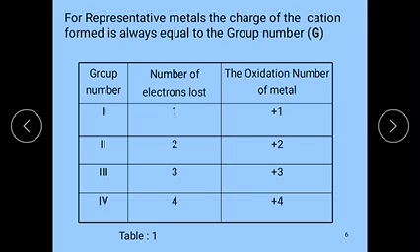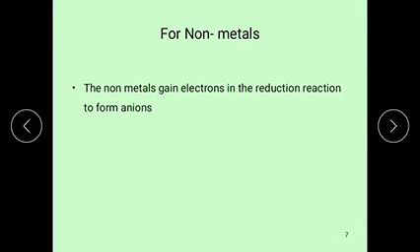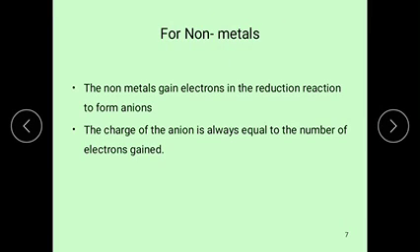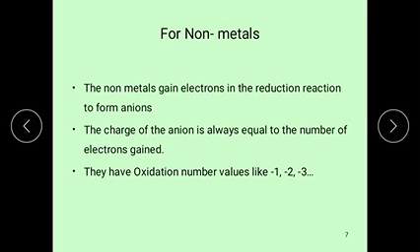And next one is for non-metals. In non-metals, when they gain electrons, they convert into anions. So the total charge of the anion is always equal to the total number of electrons gained.